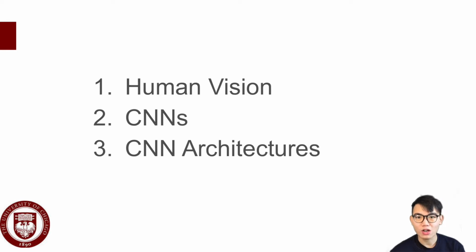First, we'll talk about how humans and other animals are able to perceive the environment, as the CNN architecture is heavily based on this. Next, we'll discuss how CNNs work, and then we'll see how CNN layers can be stacked together to form architectures.